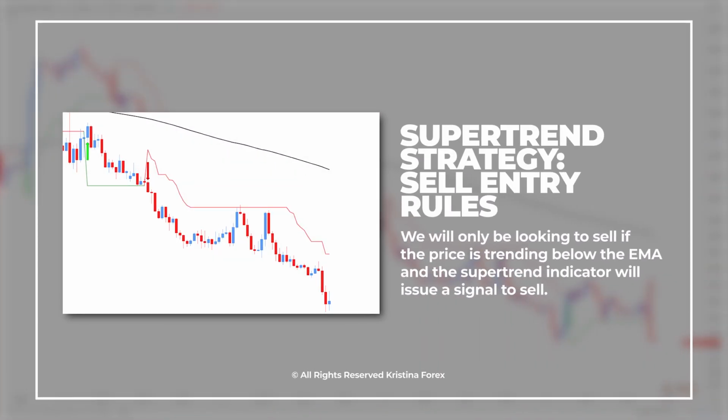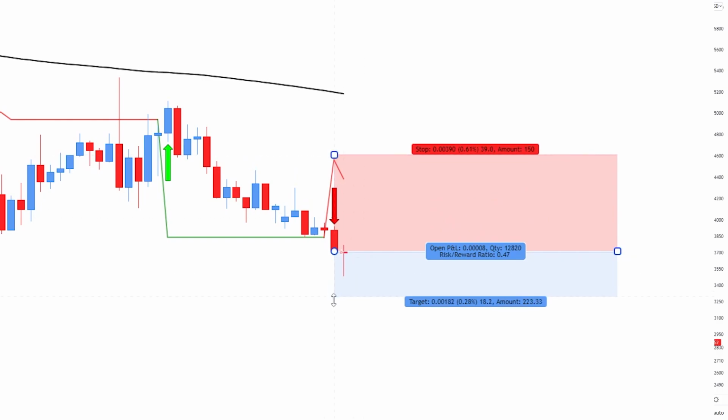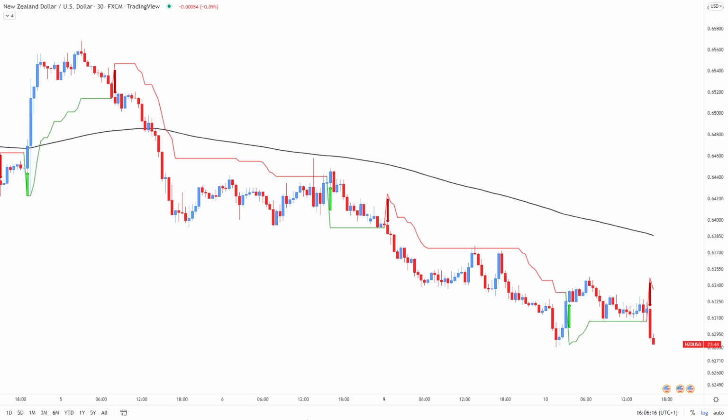We will be only looking to sell if the price is trending below the exponential moving average, and the Supertrend indicator will issue a signal to sell. We will place a stop loss above the Supertrend red line and take profit at 1.5 times the risk. So I'm super excited to see the overall results, so let's start to do some backtesting.